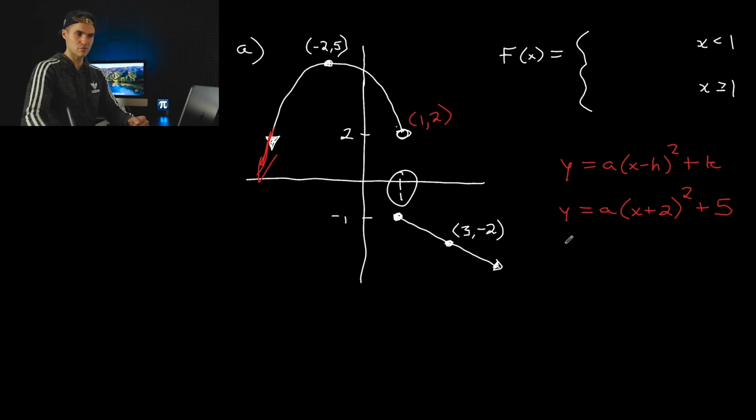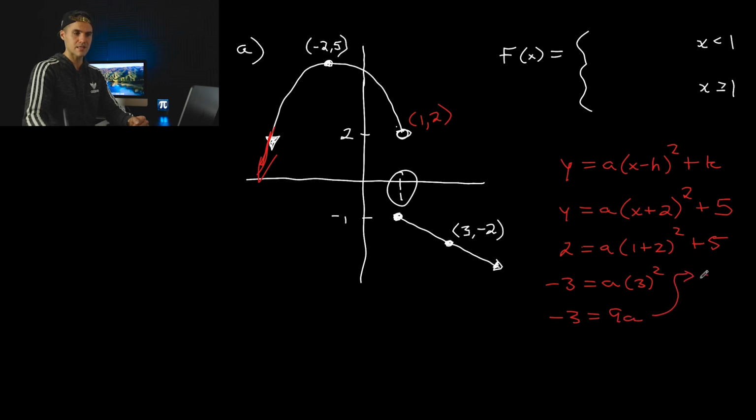So I'm going to sub in 2 for the y value. I'm going to sub in 1 for the x value. And now we just have to solve for a. So bring the 5 over. 2 minus 5 is -3. 1 plus 2 is 3, and then we're going to square that. So we'll have -3 is equal to 9a. And so notice that a is going to be -3 over 9, which is -1 over 3.